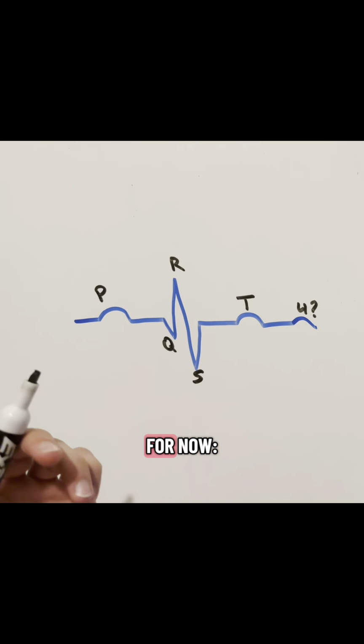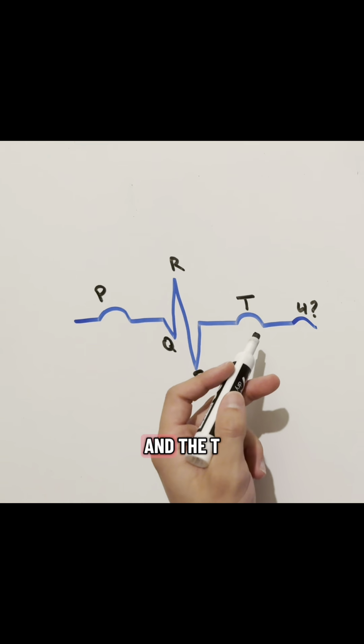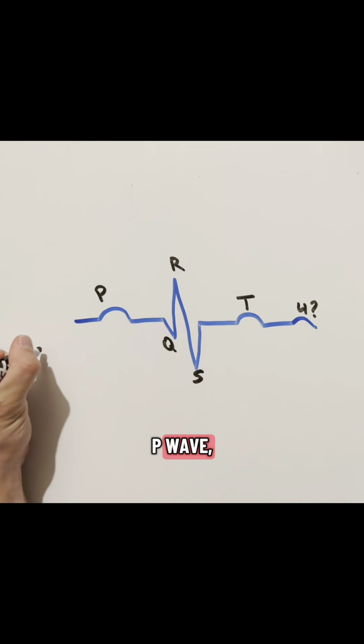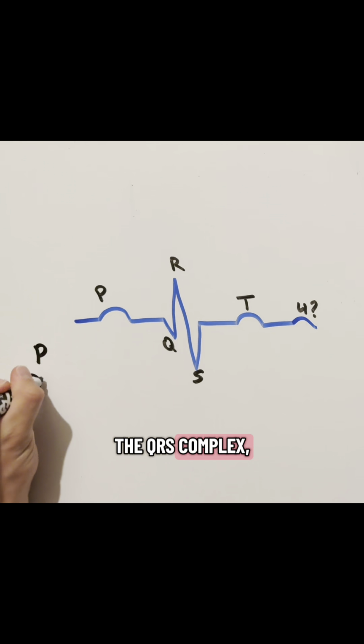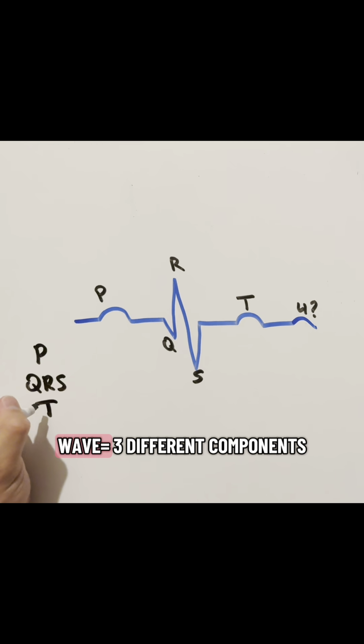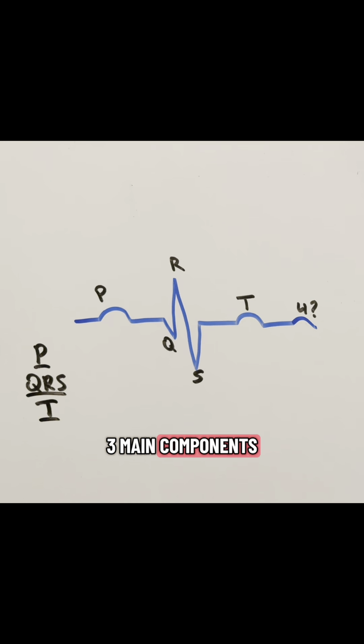Technically, we'll just go with 3 for now. The P wave, the QRS complex, and the T wave. These are the 3 main components of an EKG.